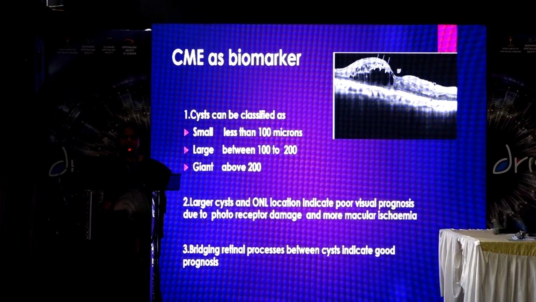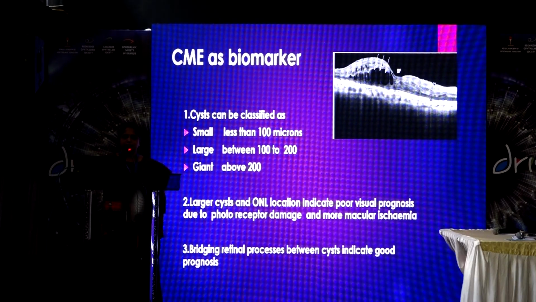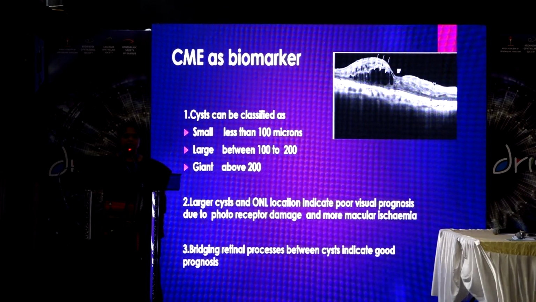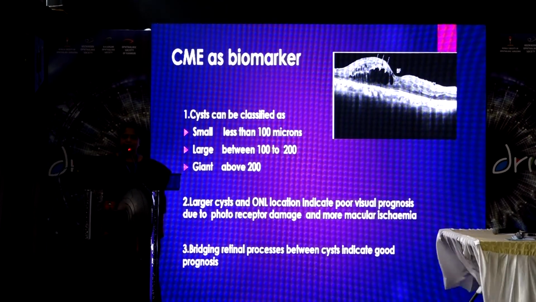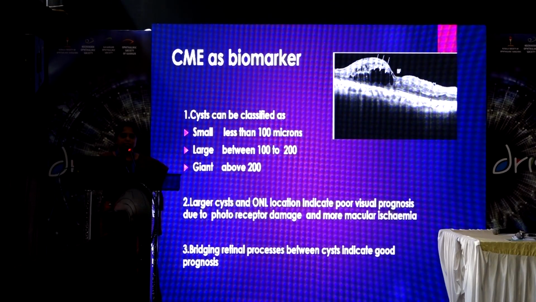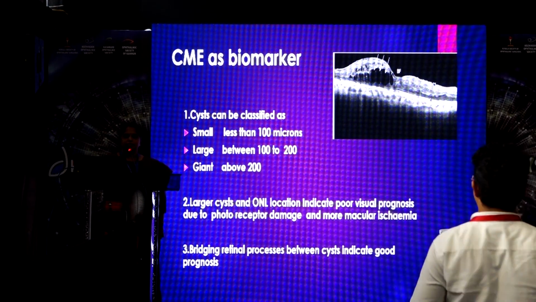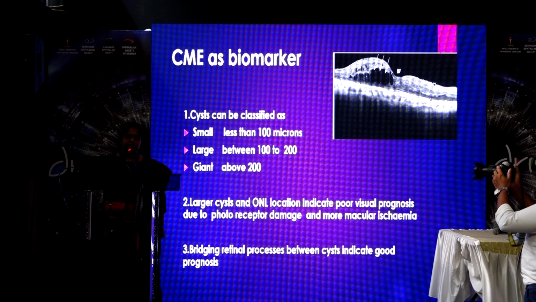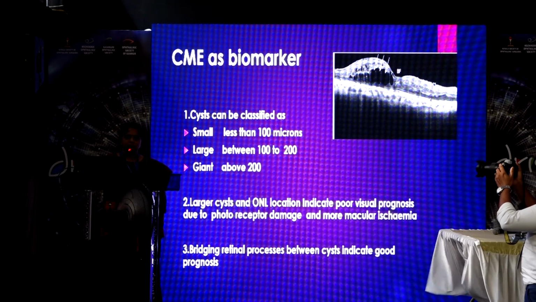The size of the cyst, that is, larger cysts, and location, outer nuclear location, indicate poor visual prognosis because there is already photoreceptor damage and more macular ischemia. You can divide cysts into small, large and giant depending on the size. And the bridging retinal processes between the cysts indicate a good visual prognosis.